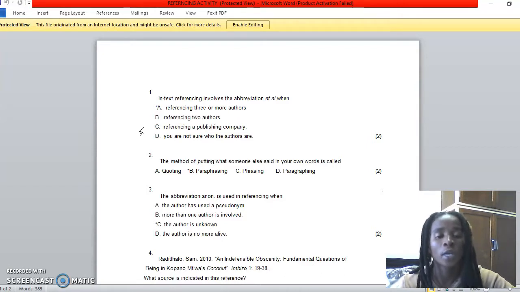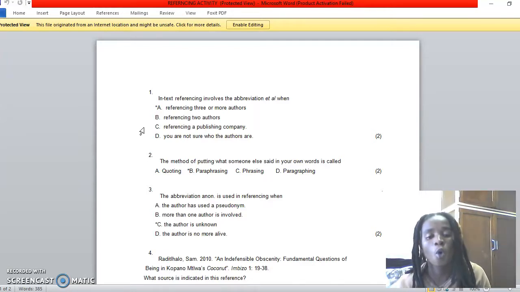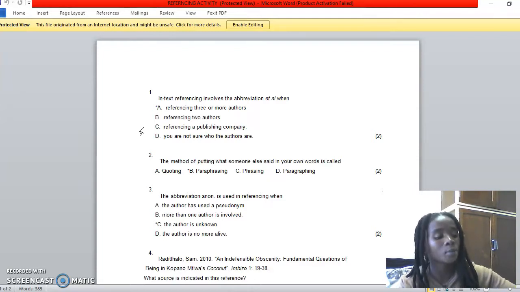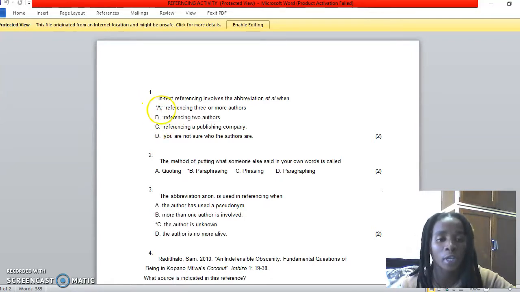You use it when the book you reference has 2 or more authors, but mostly 3 and above. You write the name of the first author and editor. It stands for "and others." Now, for this question, our correct answer is going to be A, referencing 3 or more authors.